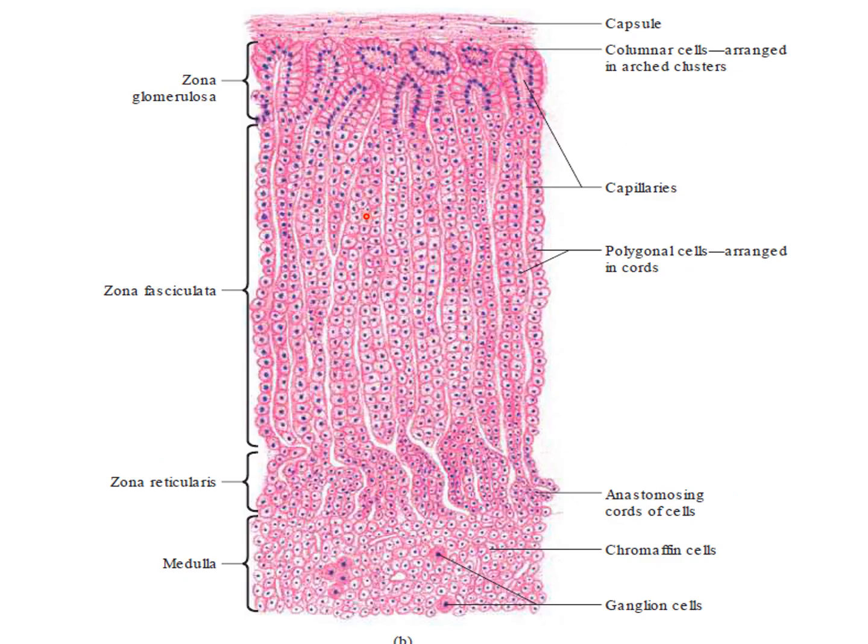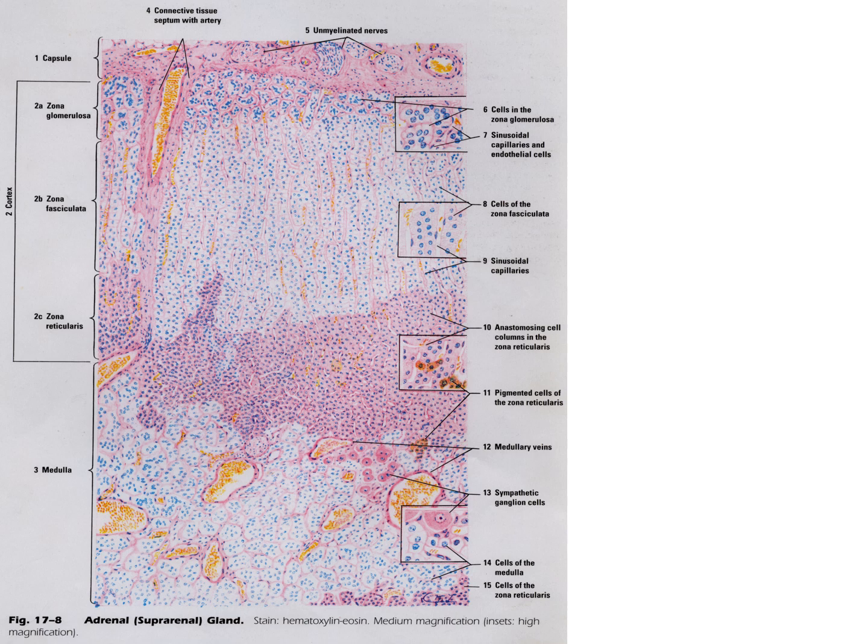Now also in H&E stain, you can see this outer zone. The cortex contains the zona glomerulosa, zona fasciculata, and zona reticularis. In the inner zone there is a medulla. It contains the chromaffin cells and the ganglionic cells. So these darker zones are the ganglionic cells, and these are the chromaffin cells and medullary vein. So this is the arrangement of the cortex and medulla in H&E stain.